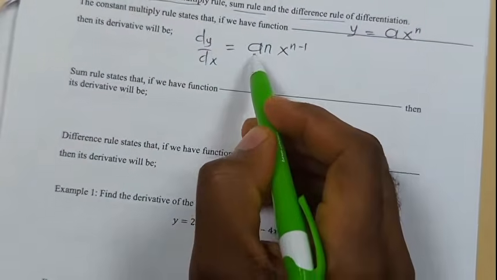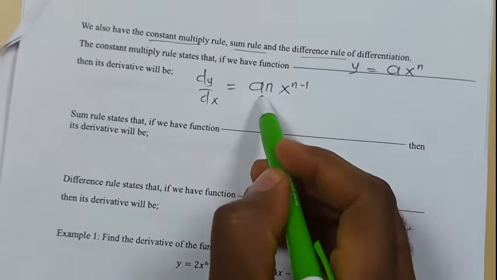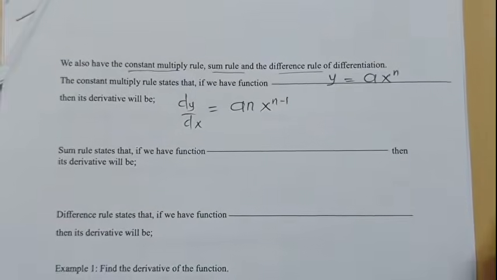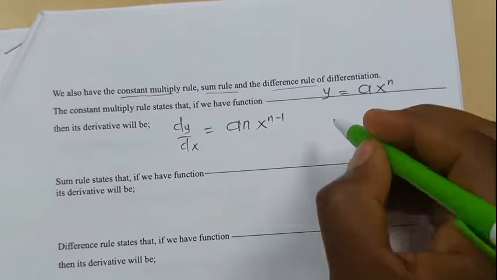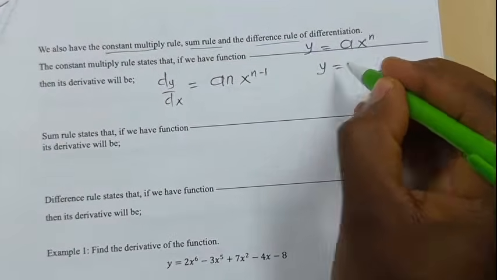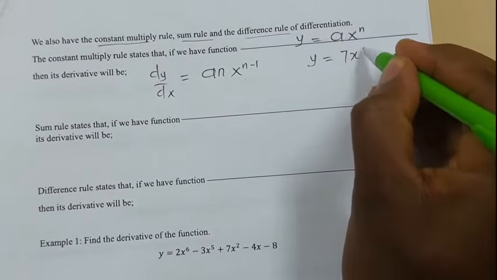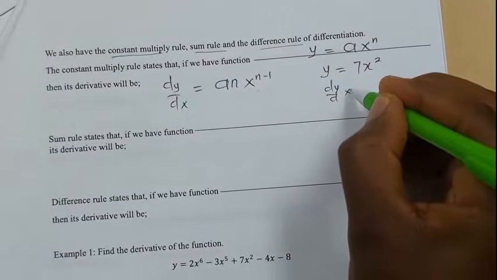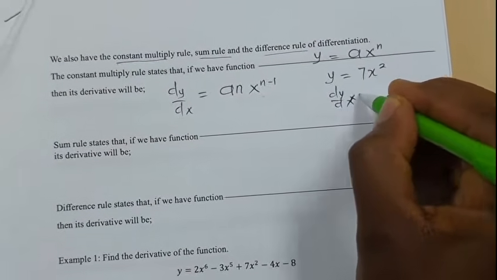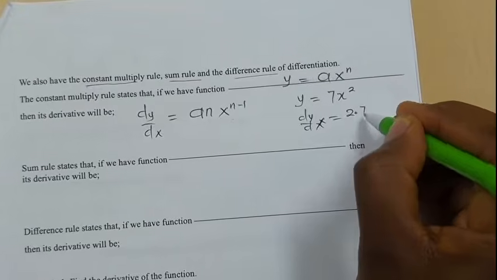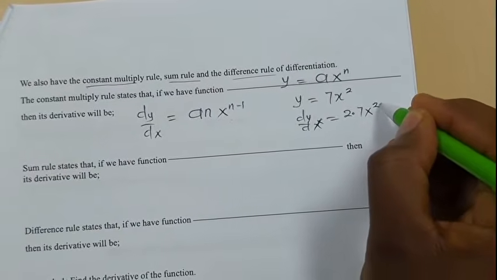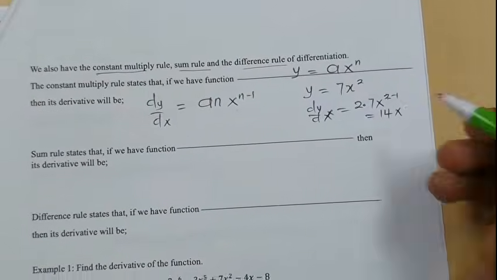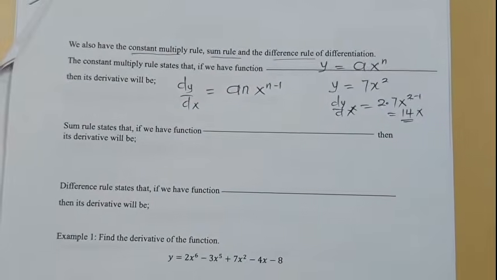So you just drop the exponent to multiply the constant multiplying the function, repeat the function and subtract 1 from the exponent, just for the power rule. So for instance, if we have y equal to 7x exponent 2, then our dy over dx will be equal to 2 times 7x exponent 2 minus 1, and that will give us 14x. 2 minus 1 is just 1, so we get 14x.